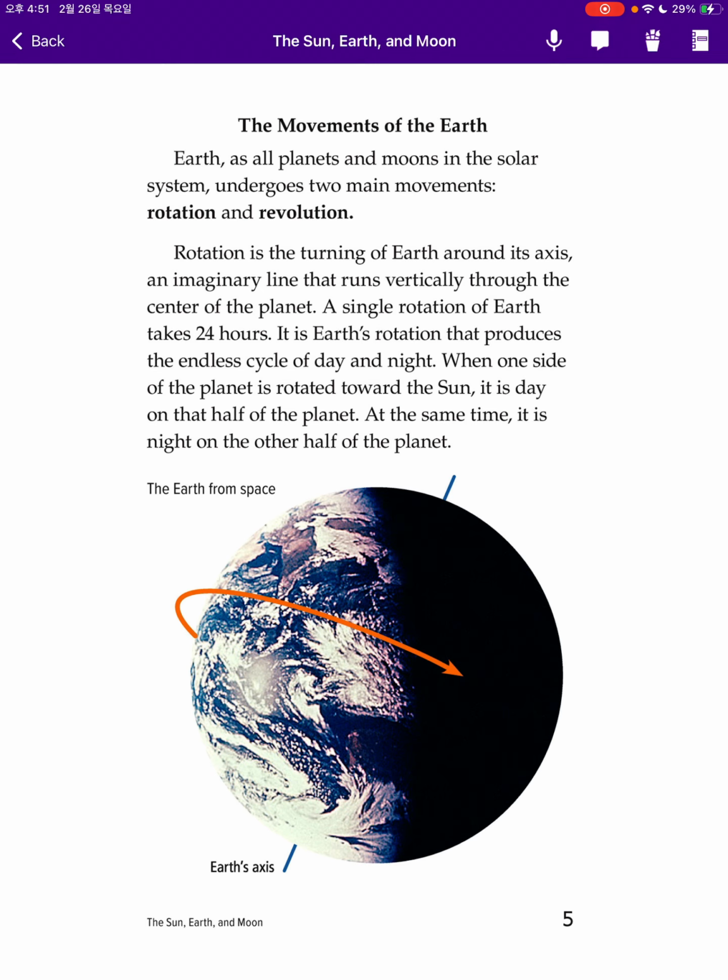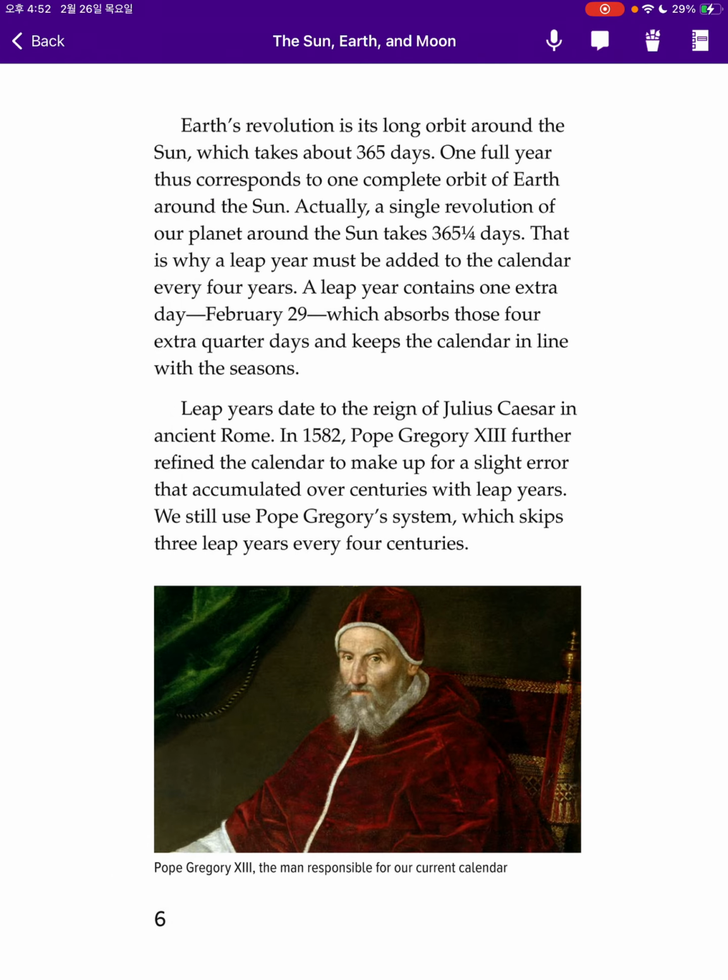Earth, as all planets and moons in the solar system, undergoes two main movements, rotation and revolution. Rotation is the turning of Earth around its axis, an imaginary line that runs vertically through the center of the planet. A single rotation of Earth takes 24 hours. It is Earth's rotation that produces the endless cycle of day and night. When one side of the planet is rotated toward the Sun, it is day on that half of the planet. At the same time, it is night on the other half of the planet.